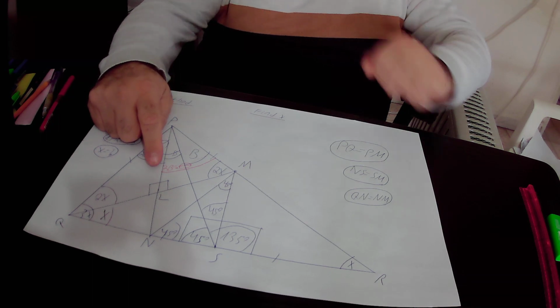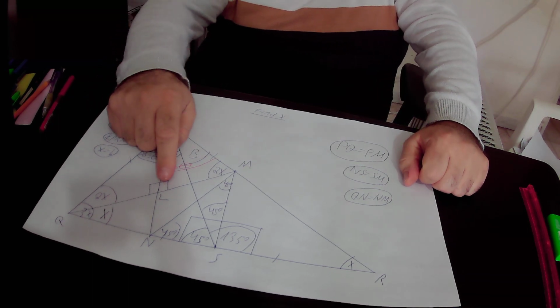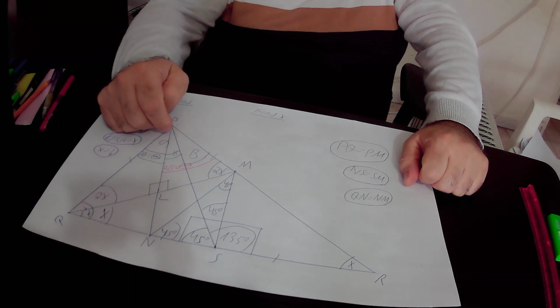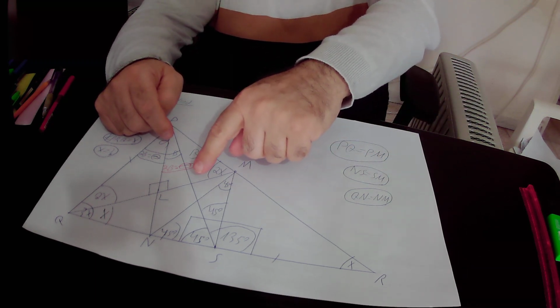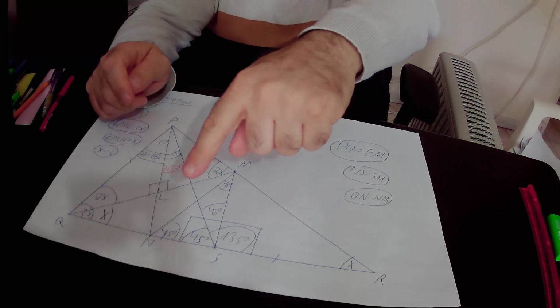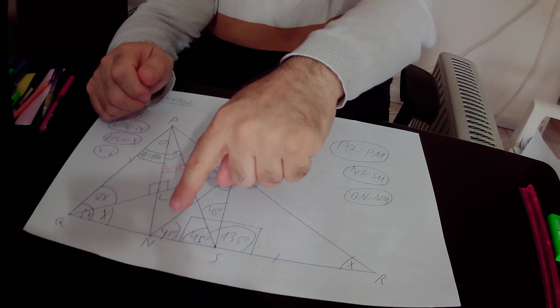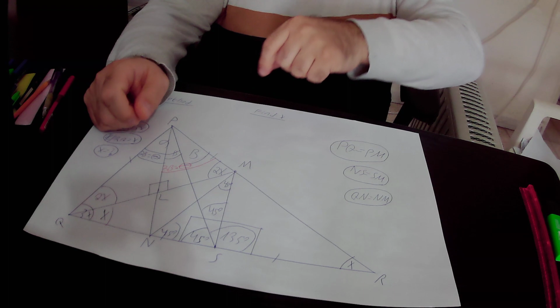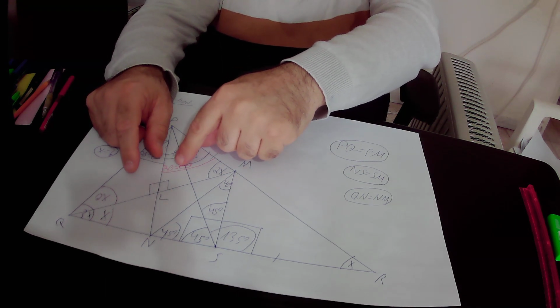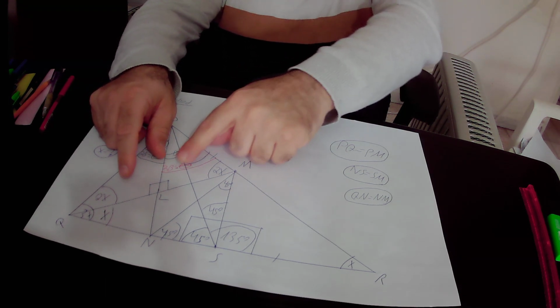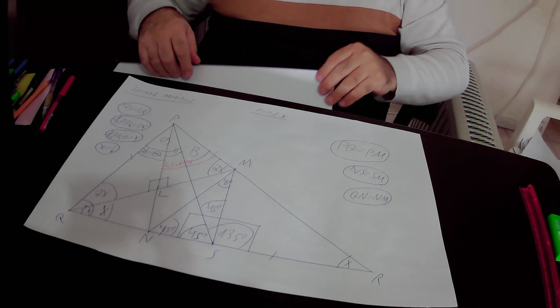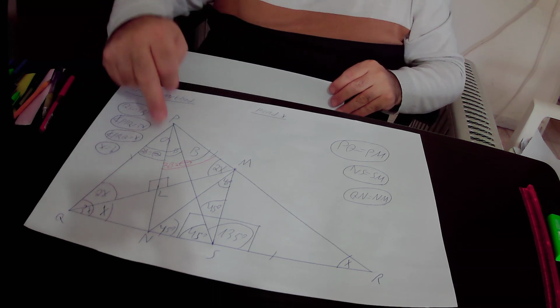Then I drew a perpendicular to QM. We define this point as L, and then I extended the perpendicular until it touches QS at point N. Then we focus on those two triangles, triangle PQL and triangle PLN.